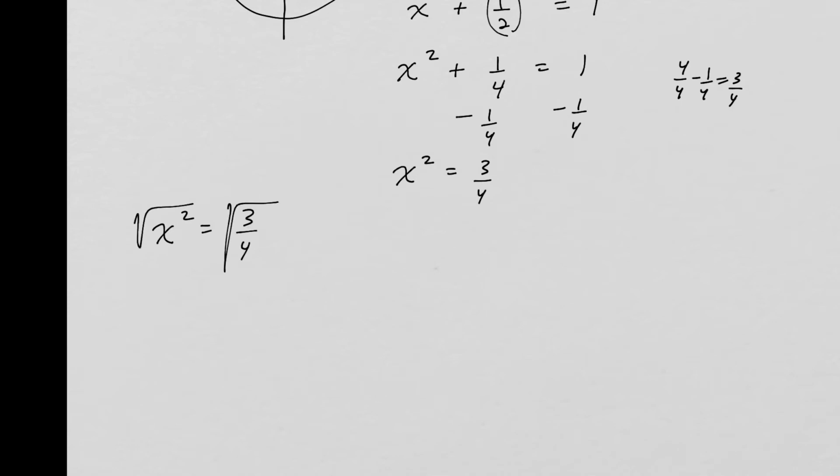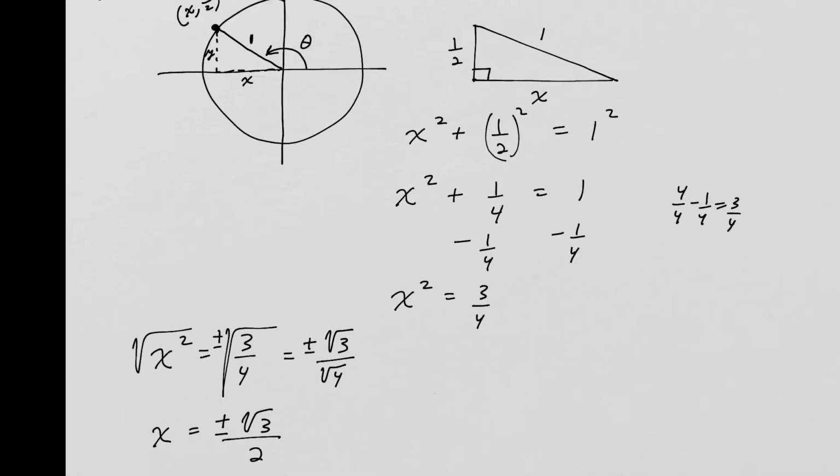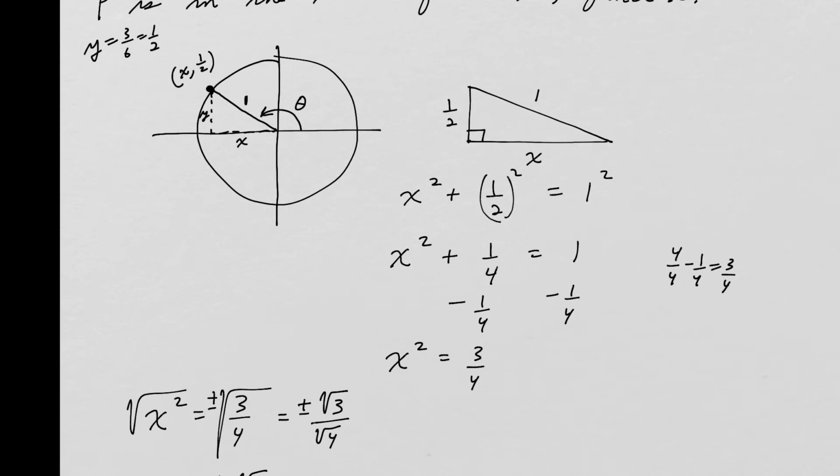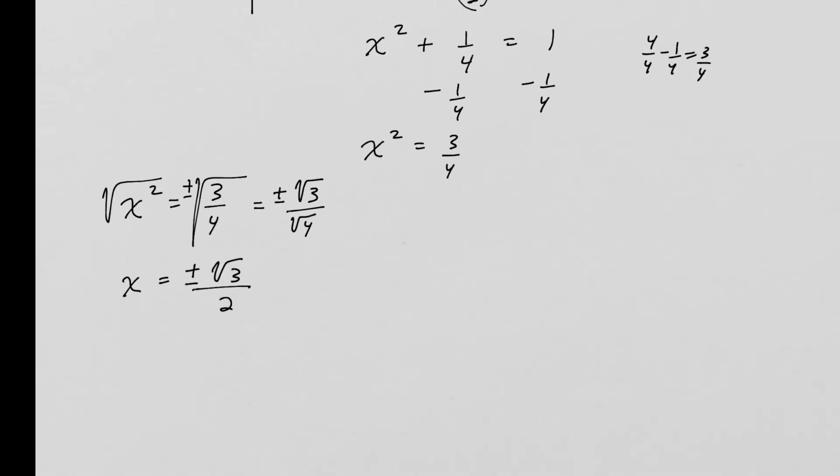But remember, when you take the square root of both sides, it's going to be positive or negative, right? So x is equal to plus or minus the square root of 3 over the square root of 4. But the square root of 4 is just 2. So it's going to be plus or minus the square root of 3 over 2. However, we know that we're in the second quadrant. So because we're in the second quadrant, the x has to be negative, right? So we know that the correct answer in this case is x is equal to negative square root of 3 over 2. So that would be the answer.